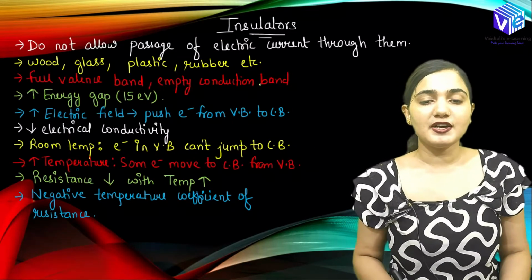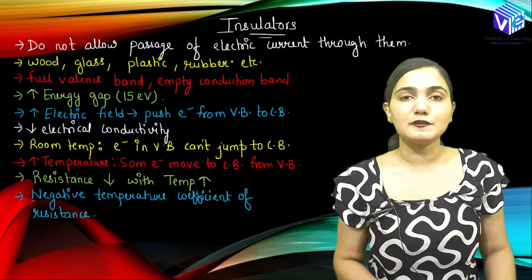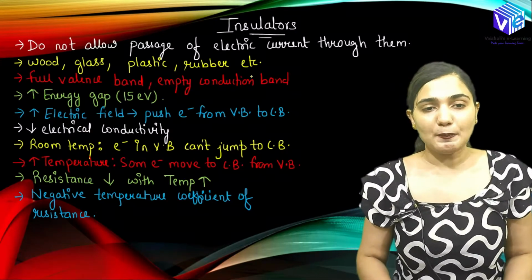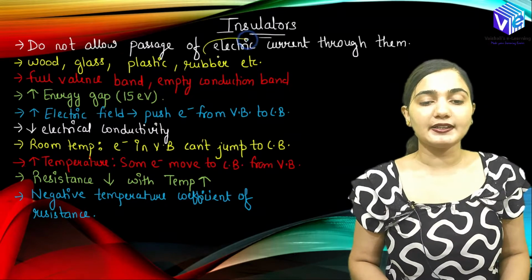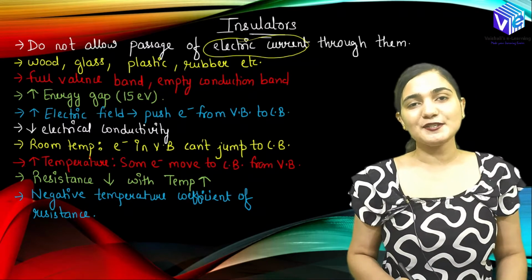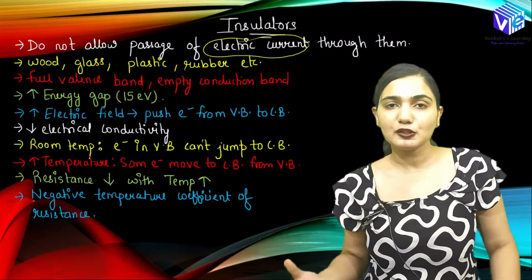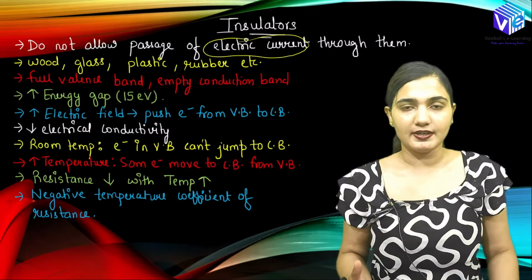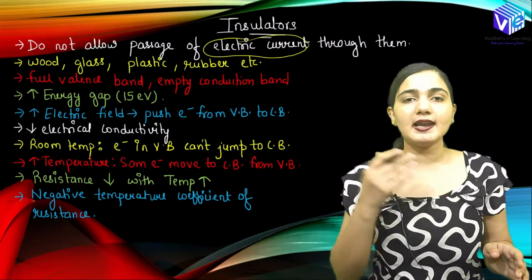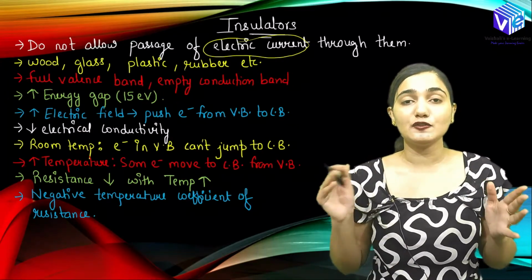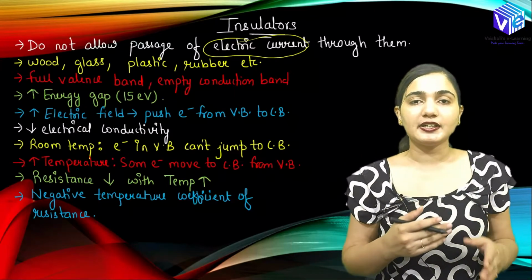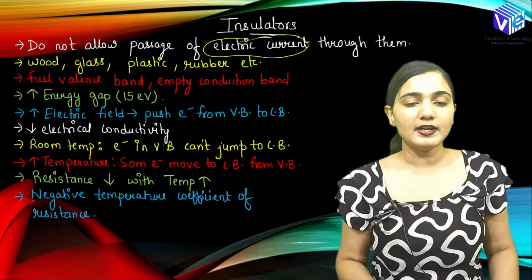So now coming to the first type of material, that is the insulator. What are the different properties of the insulator? Insulators do not allow the passage of electric current, and if a substance is not allowing the electric current to pass through it, I will call it an insulator. If I try to supply electric current through this and it is not able to conduct it, it is not giving a path for the electric current to propagate through it, it is called an insulator.